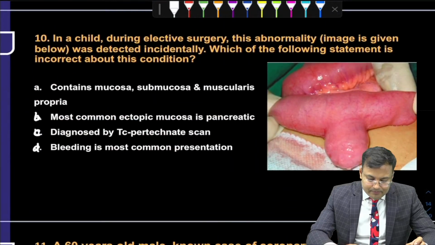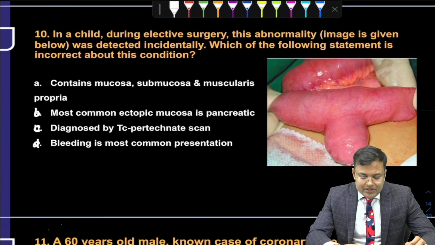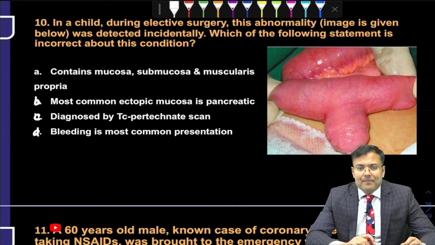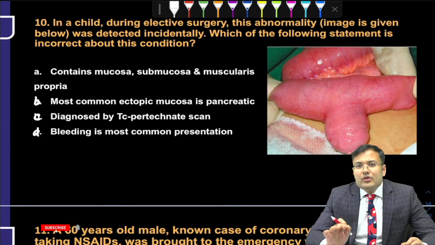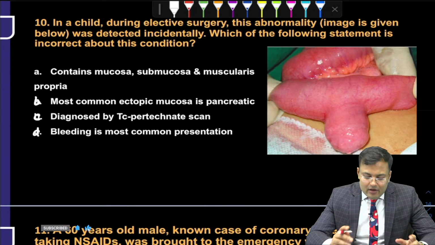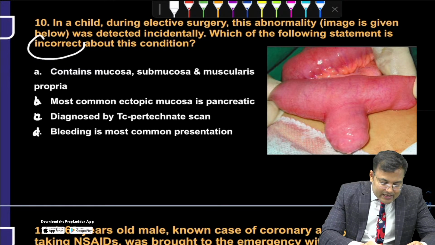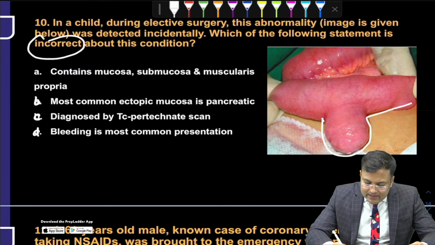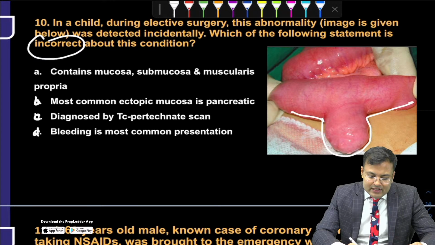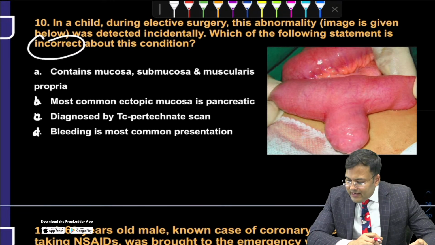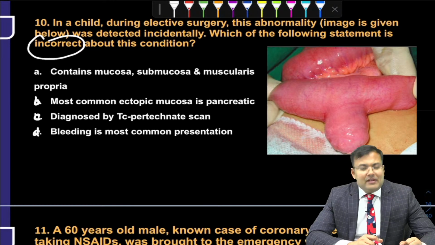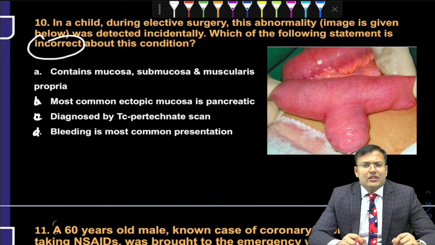Question number 10. Again, similar questions were asked previously in the exam. In a child during elective surgery, this abnormality was detected incidentally. Which of the following statements is incorrect? First you tell me, what is this? What is the diagnosis here? Tell me guys, all of you. Yes, Sheel Patel, Monica, everybody is correct. Everybody is marking Meckel's diverticulum.